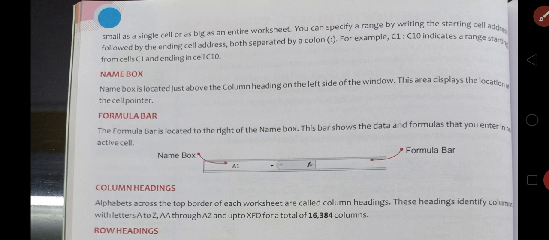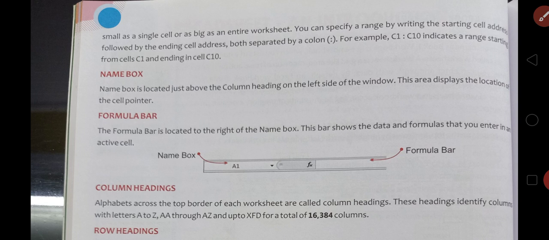Now children, we come to the next point, that is the name box. As this figure is telling us, the name box is located just above the column headings, where A, B, C, D are written, on the left side of the window. This area helps show the location of the cell pointer. So whatever cell you select, that cell's address comes in this name box.